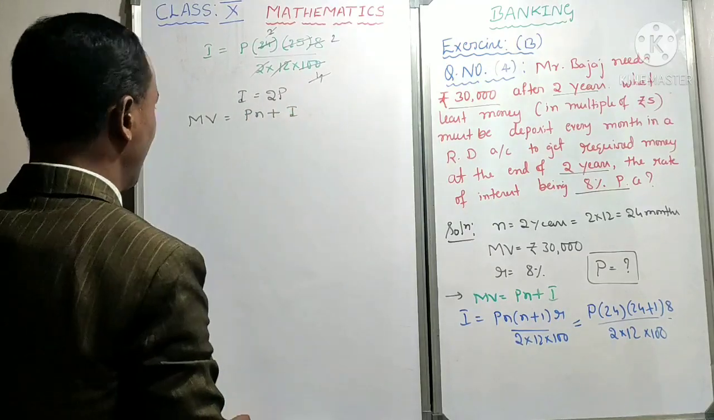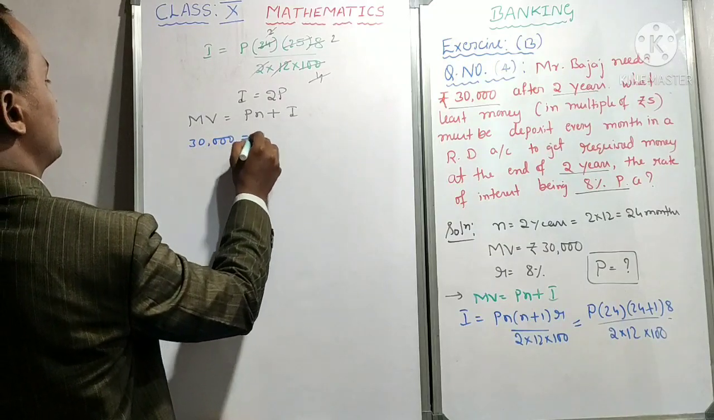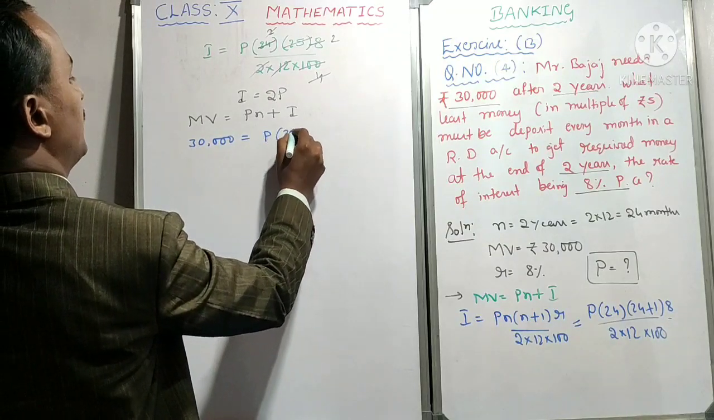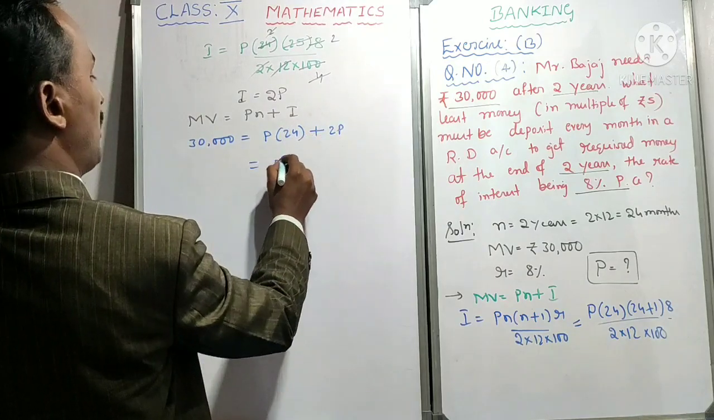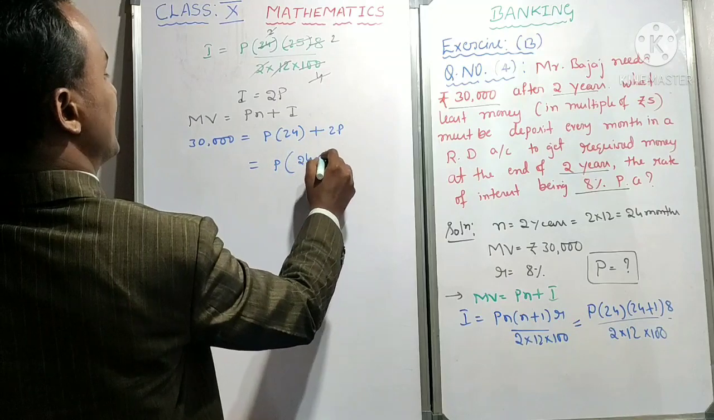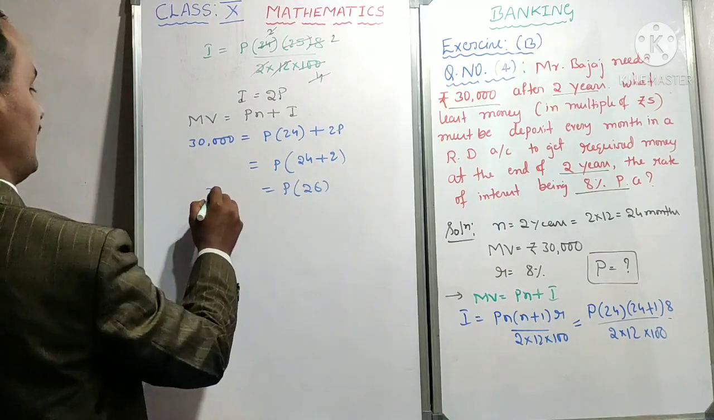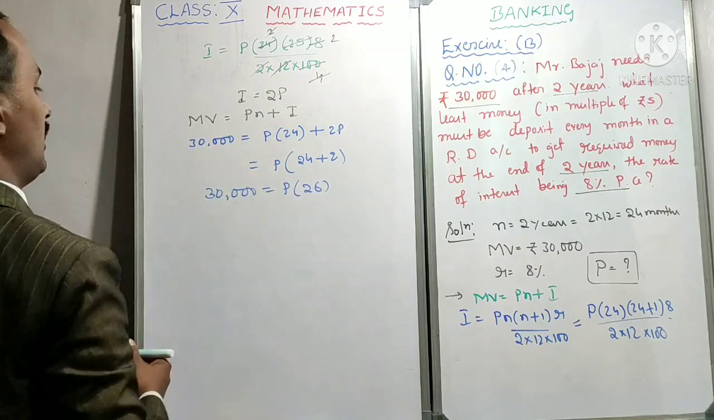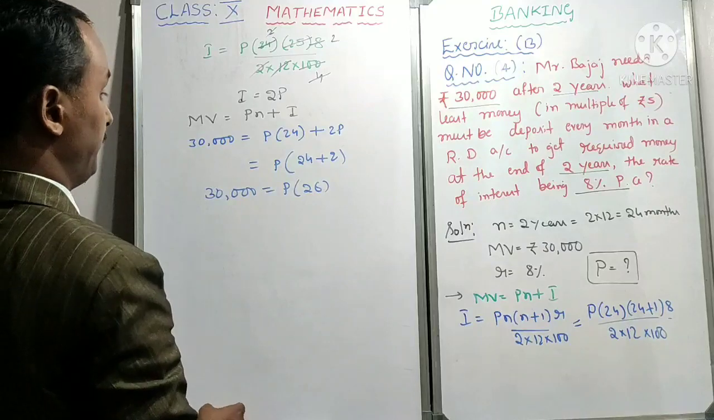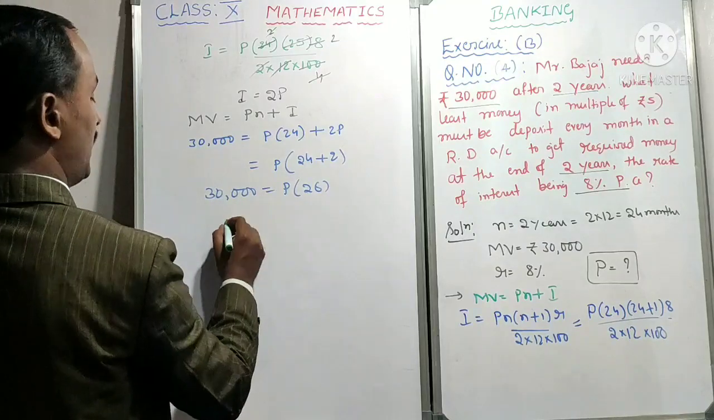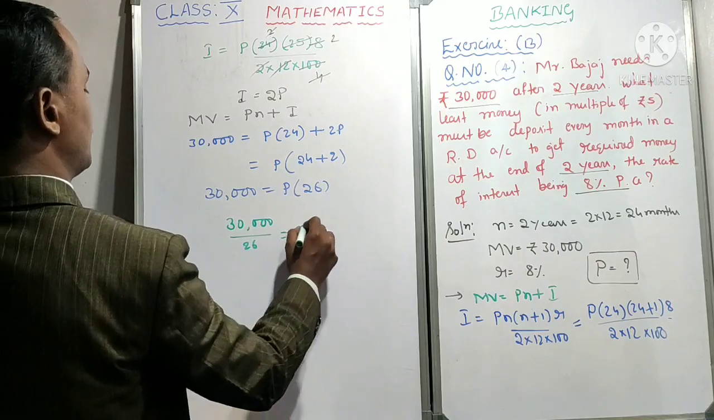Now I will substitute the values. Maturity value is 30,000 is equal to P value, don't know, N value 24 plus I value 2P. In this, I will take P as common factor, remaining 24 plus 2, then P of 26, and this side 30,000. Now I want the P value. This 26 is multiplied with P, so it comes to the denominator of the left side. 30,000 divided by 26 is equal to P.